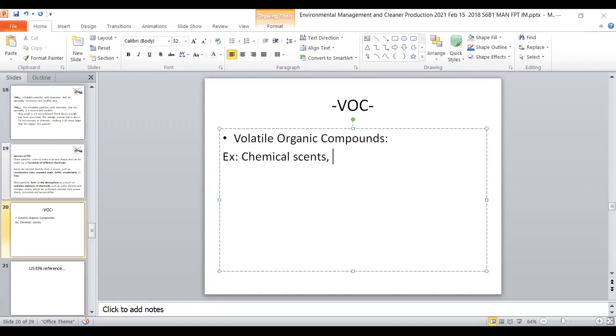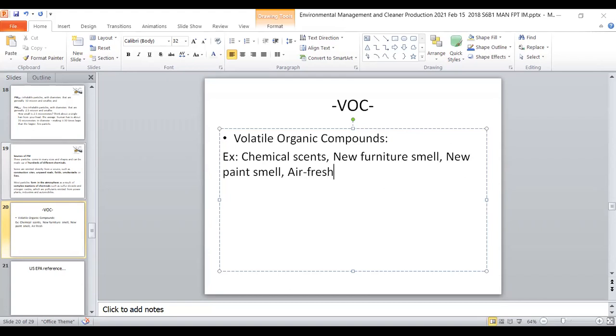Sometimes the furniture, new furniture. You have a new furniture smell. You feel good to smell. Smell means these particles are already sensed inside. So you inhale VOC. New paint smells. Smell means already inside your body. VOCs.